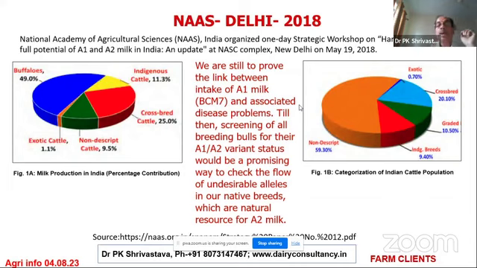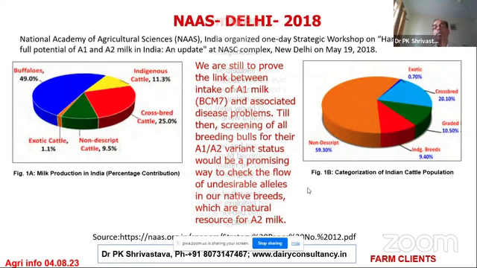Till then, screening of all breeding bulls for their A1 and A2 variant status should be done. This is what they say. From where the semen is being produced in India, it has to be screened whether they are A1, A2, and if they are an A1, A2 mix, how much. That has to be proved.